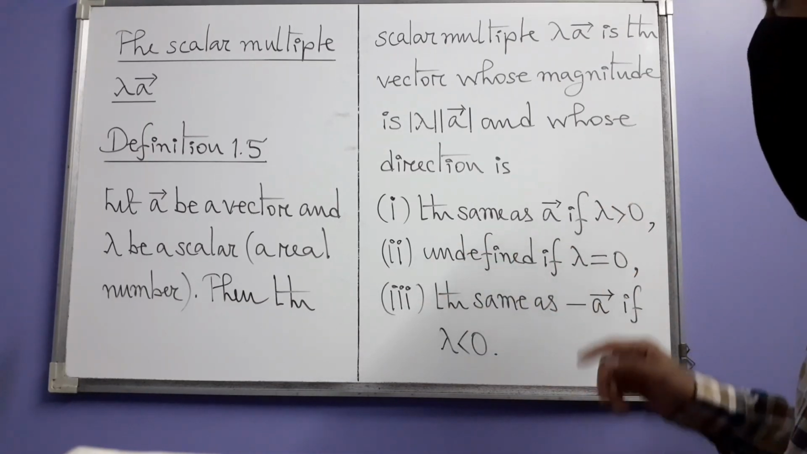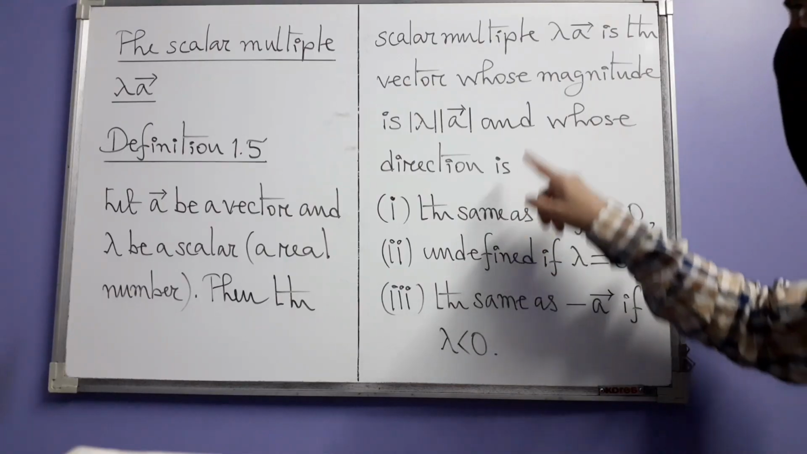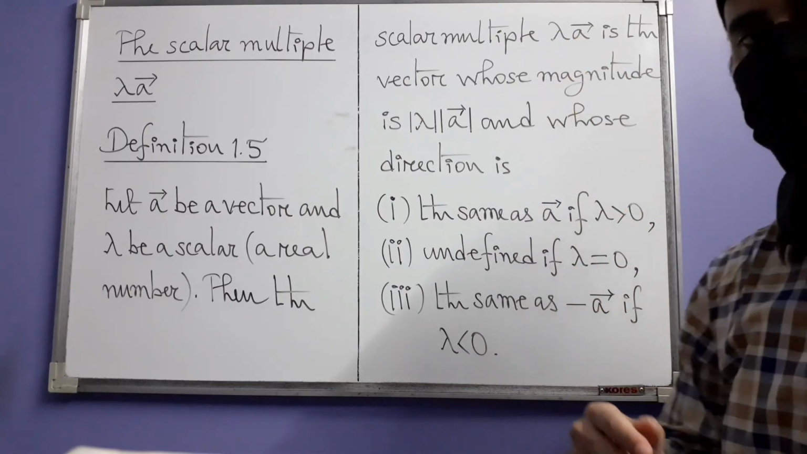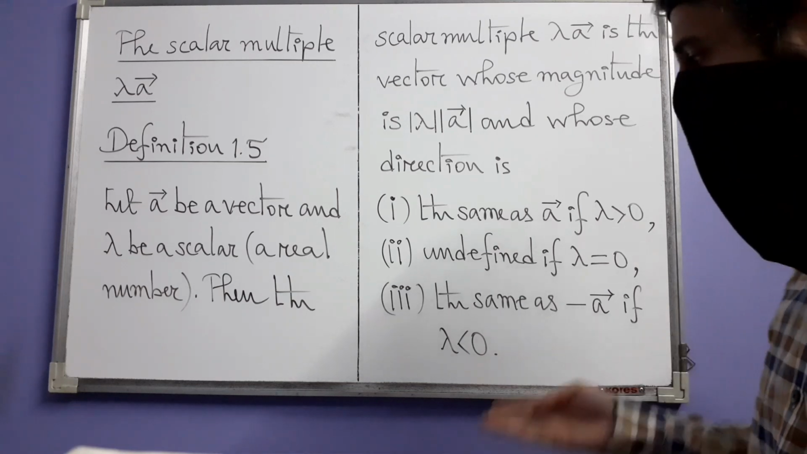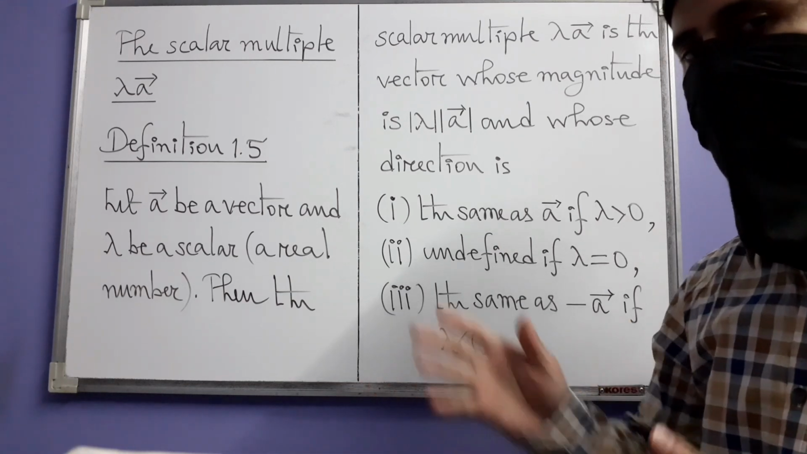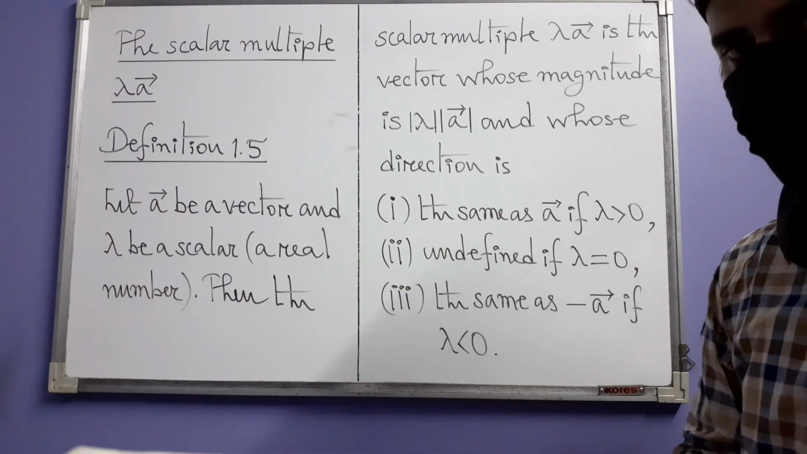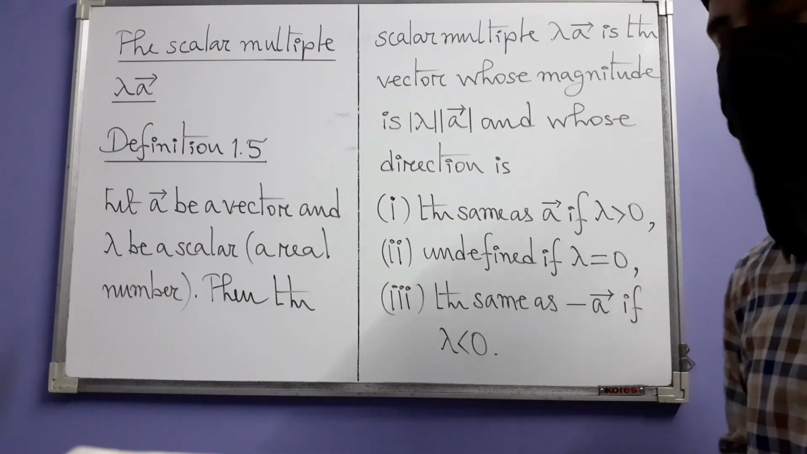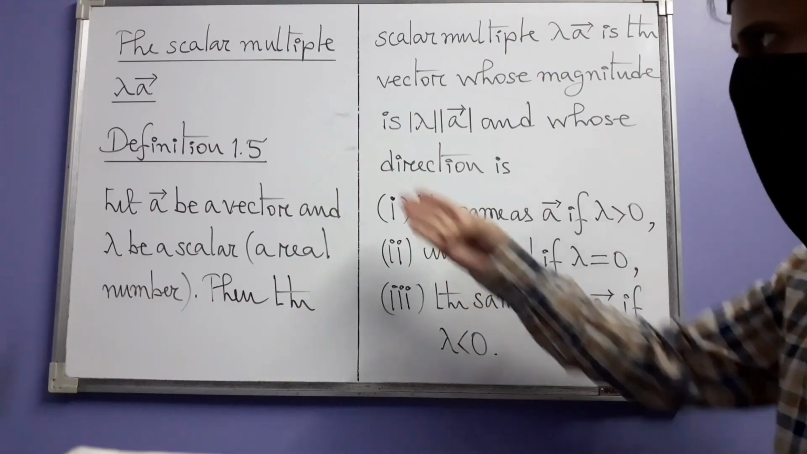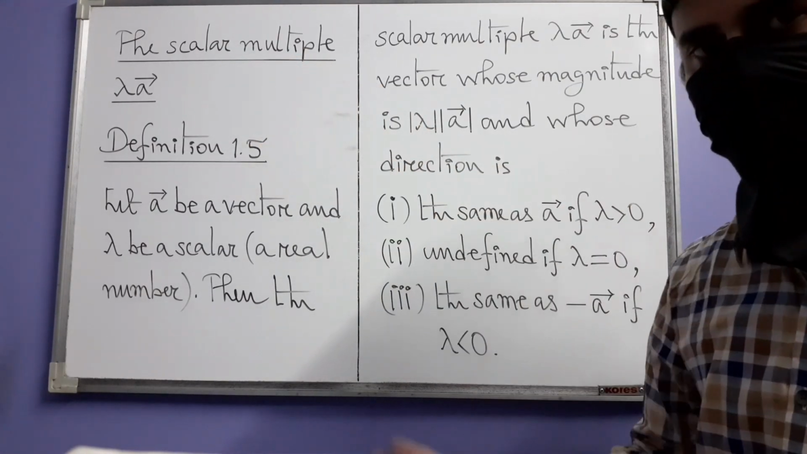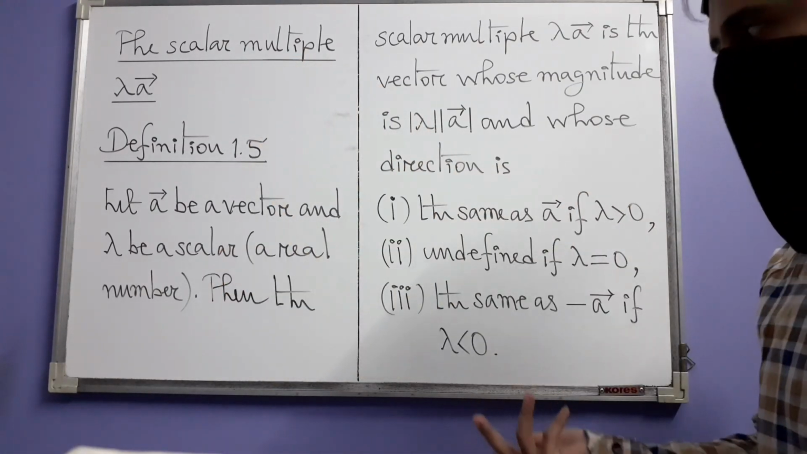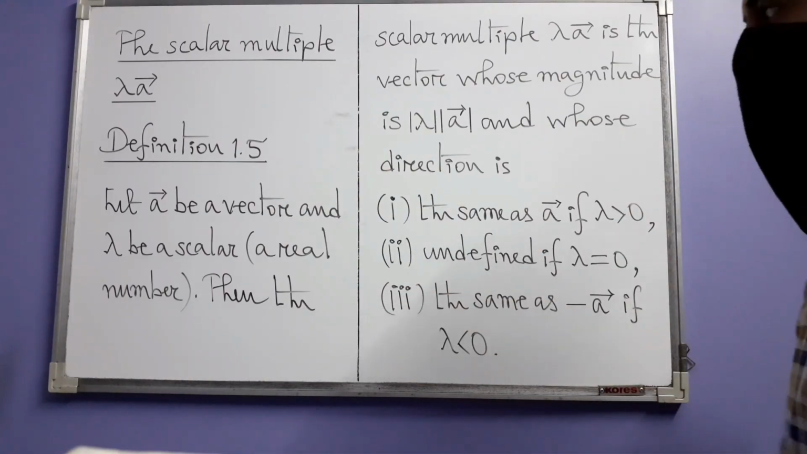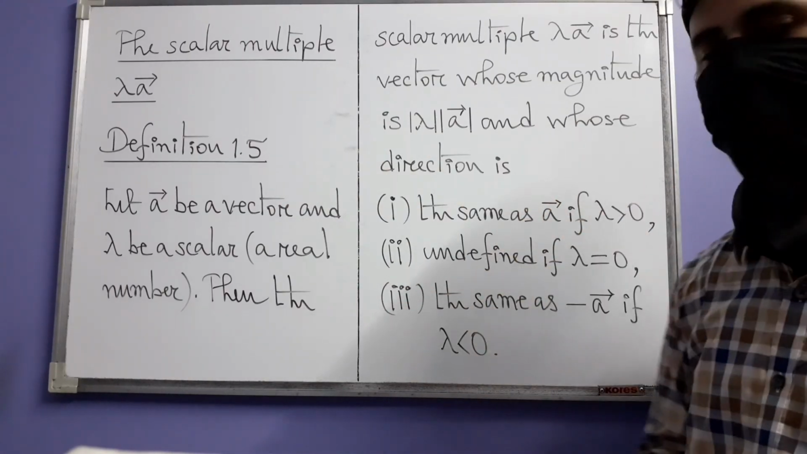And if lambda is negative, then the direction of this vector is considered to be the same as minus A, or you can just simply say it's in the opposite direction as A. That is, it has that direction which is opposite to whatever direction A has. It is just for this maybe that the author defined the negative of a vector before this, but you can define it first and then define the negative using this. So this is your scalar multiple.